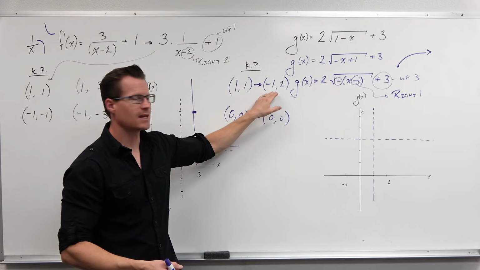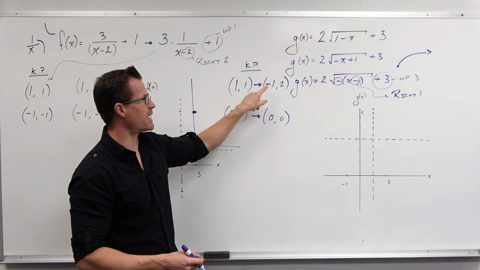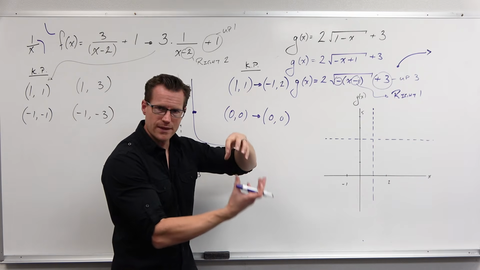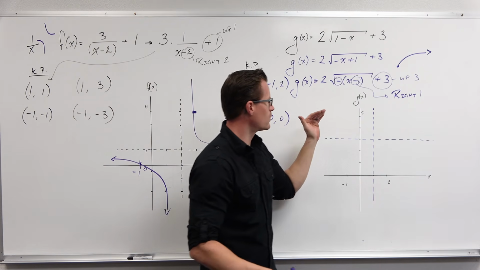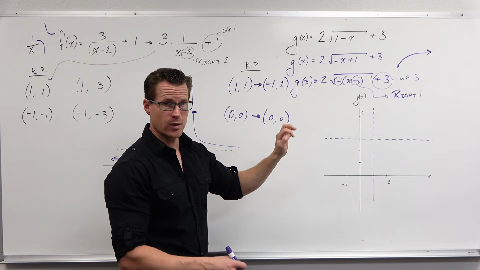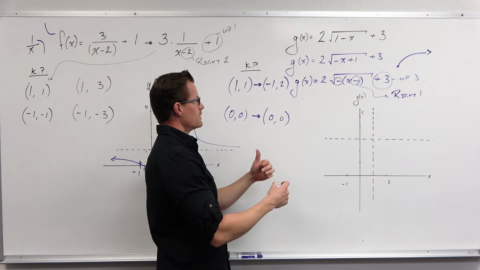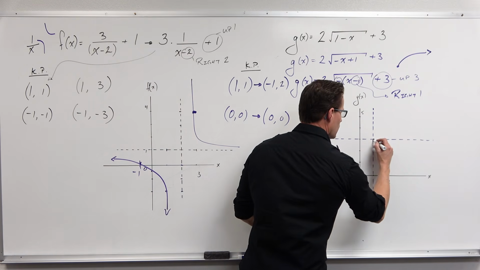Can you see that in the new key points? Can you see that what this has done is change the sign of our input? That's what that does. This multiplied our outputs times 2. That stretched it out. So we have our shift up 3, nailed it. Got our shift right 1, we got it. We're going to plot our new key points. Key points were 1, 1, now it's negative 1, 2. Key points were 0, 0, it's still 0, 0.